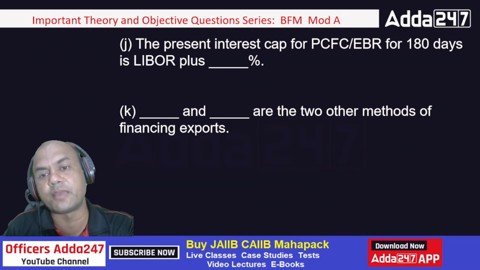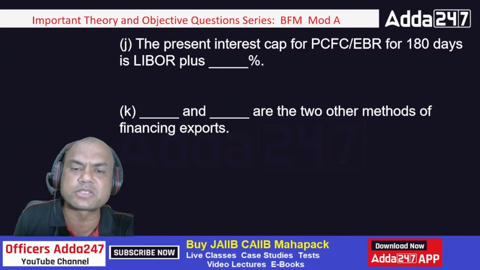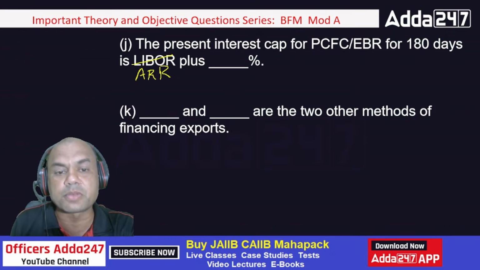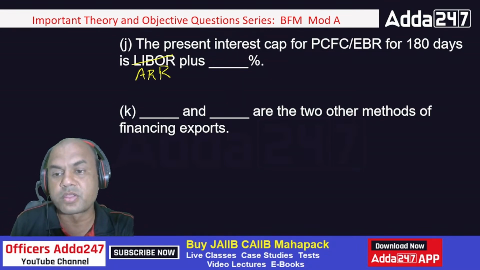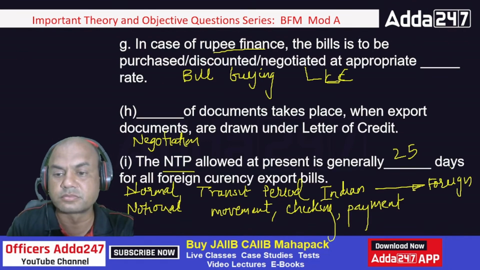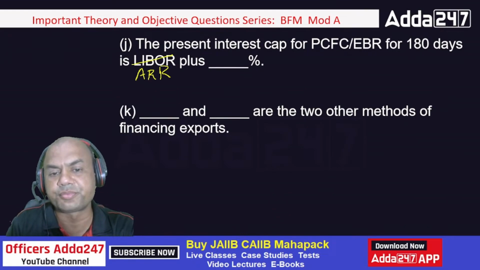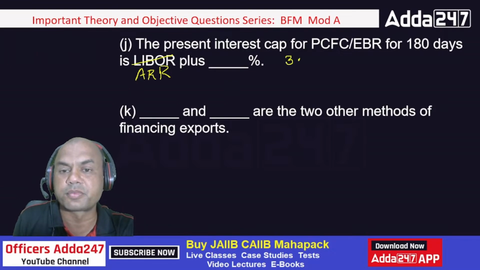The present interest cap on PCFC EBR for 180 days is LIBOR plus. Now LIBOR is gone. There is no LIBOR. It is ARR now, isn't it? Alternate Reference Rate. So ARR plus. You can take LIBOR, but LIBOR is gone now. So ARR plus, what is the rate given? It is maximum 3.5%.